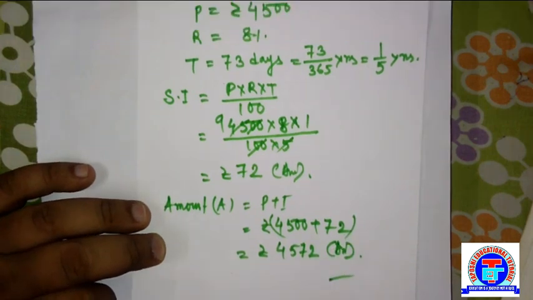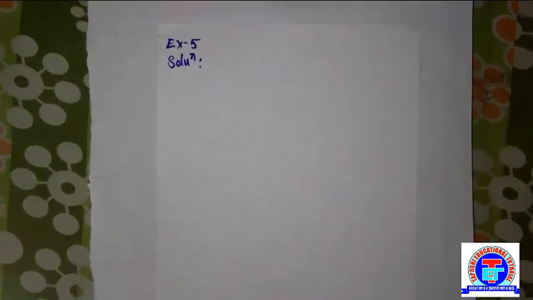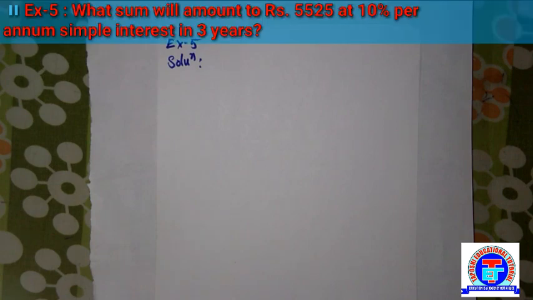Hope you clearly understood. Now here is another example, example 5. What sum will amount to rupees 5,525 at 10% per annum simple interest in 3 years? Okay, so here we need to calculate the sum.